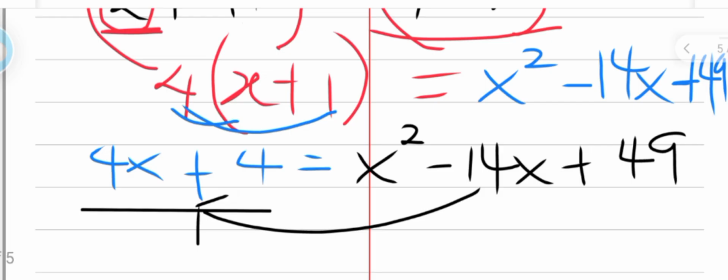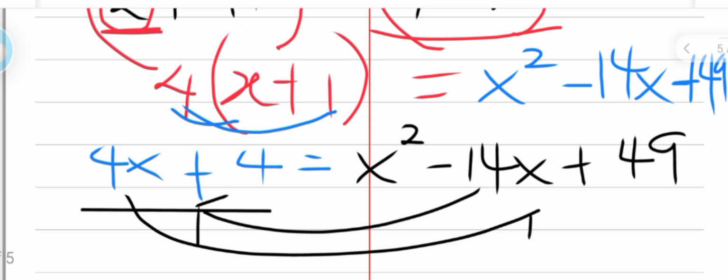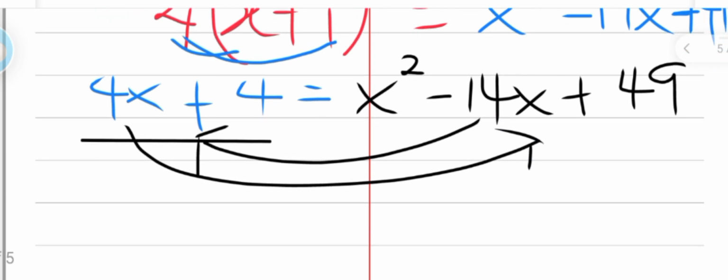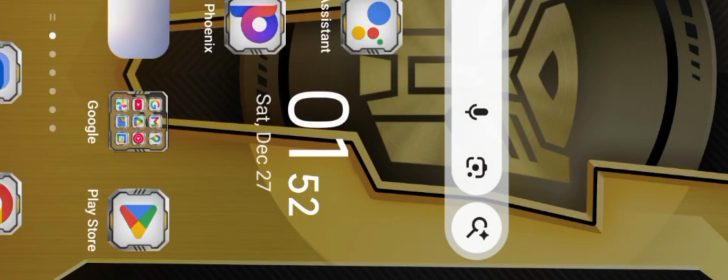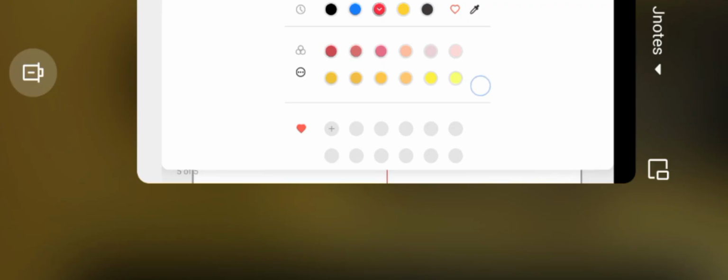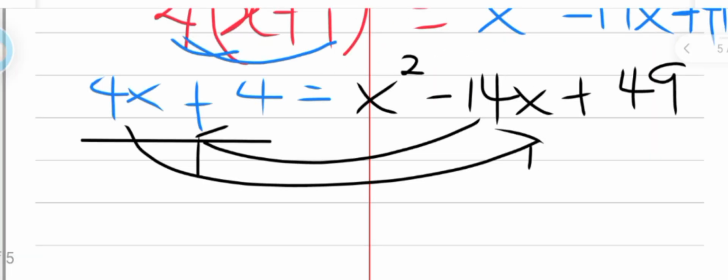That is also possible, but we want to avoid a maximum curve. So in that case, we keep the x squared positive, and move all that we have at the right to the left. What I mean by that is that we have 4x plus 4 at the right hand side. So I'll move it to the left hand side.